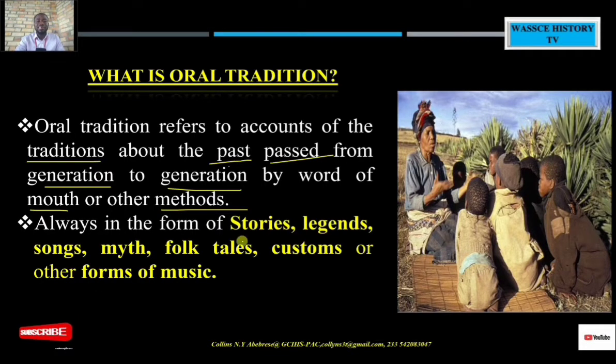Now, oral traditions could be in the form of stories. For instance, there is this Akan oral tradition about Anansi, telling stories about Kweku Anansi. It could be in the form of legends, stories about heroic people. It could be in songs, myths, folk tales, customs, and other forms of music. It could even be in the form of music.